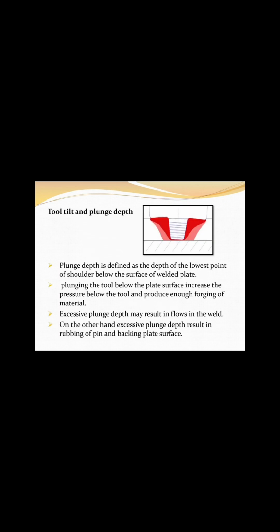Next we go to tool tilt and plunge depth. Plunge depth is defined as the depth of the lowest point of the shoulder below the surface of the welded plate. Plunging the tool below the plate surface increases the pressure below the tool and produces enough forging of the material. Insufficient plunge depth may result in flaws in the weld. On the other hand, excessive plunge depth results in the rubbing of the pin on the backing plate surface.